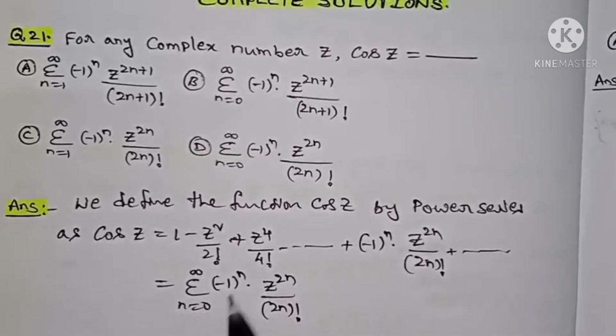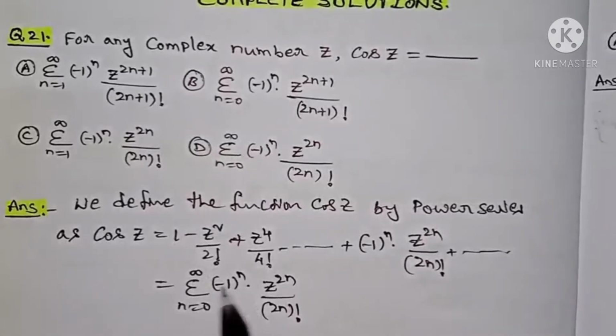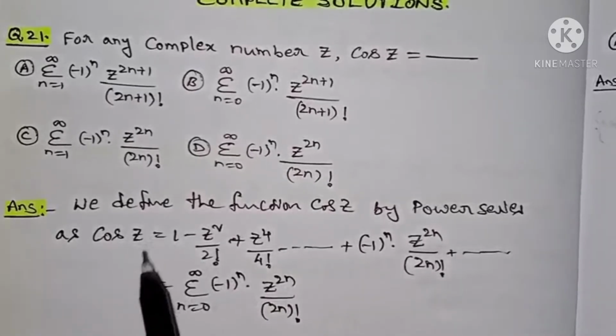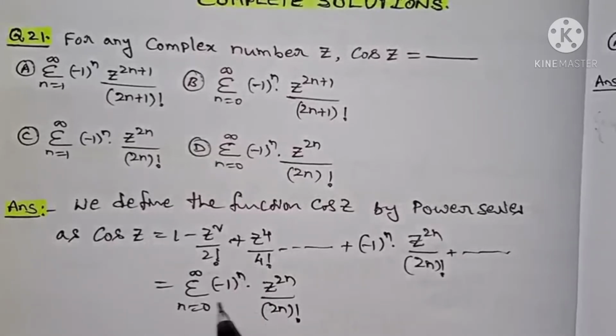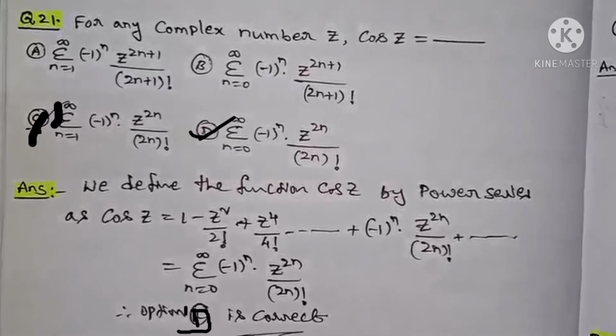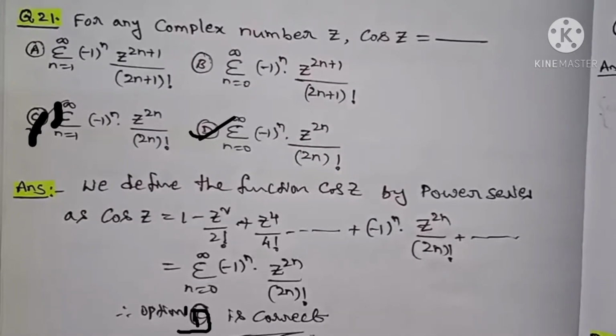If we put n equal to 0, we get the first term: minus 1 whole power 0 means 1, z to the power 0 means 1, so the first term is 1. So this is the cos z expansion, and our correct option is D. Is it clear? So this is question number 21.